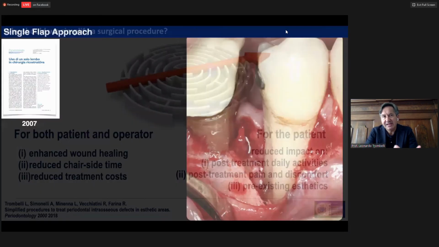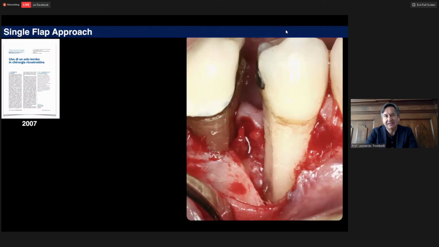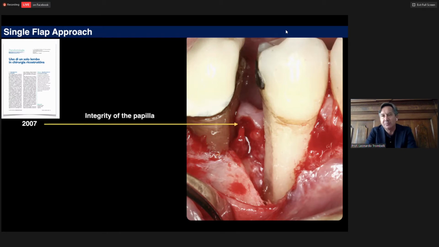So what we did, and we published it first in 2007 in a small Italian journal, is to go through what we call a single flap approach. The idea here is that instead of going through a papilla preservation technique, the best way to preserve the papilla is to ensure its integrity. We published this case where we show that we may elevate the flap, providing better conditions for root debridement and defect degranulation.